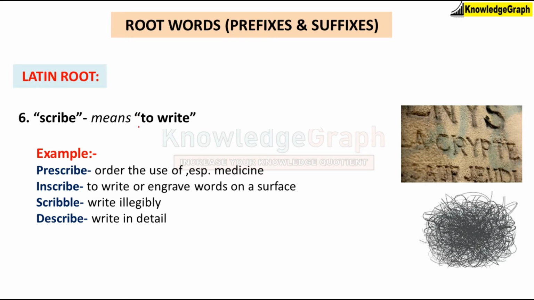Next, from here we are starting with Latin roots. The 5 we had were Greek roots, the next 5 will have Latin roots. So this is scribe. Scribe means to write. Prescribe, order the use of. For example, when you go to a doctor, he prescribes you certain medicines.